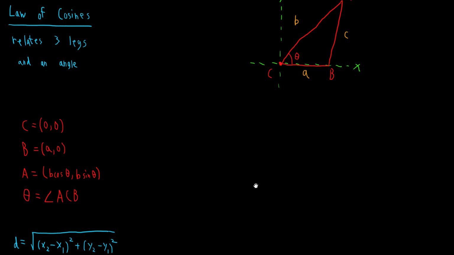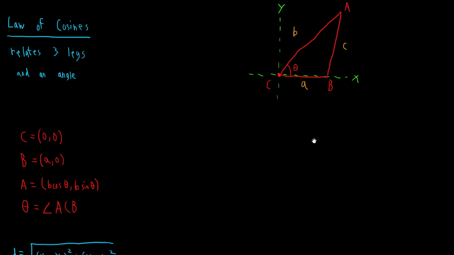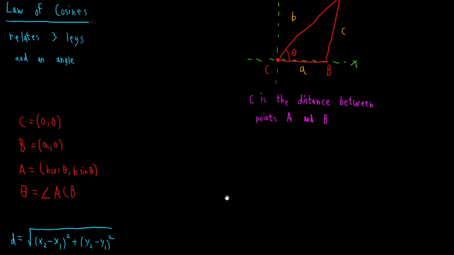Now, let's start solving the problem. So, what is length C? Well, it is just the distance between points A and B. This is why we need the distance formula. As a result, C equals the square root of the square of the difference in the horizontal components of points A and B, which are B cosine theta and A respectively, plus the square of the corresponding difference in the y, which is 0 minus B sine theta.